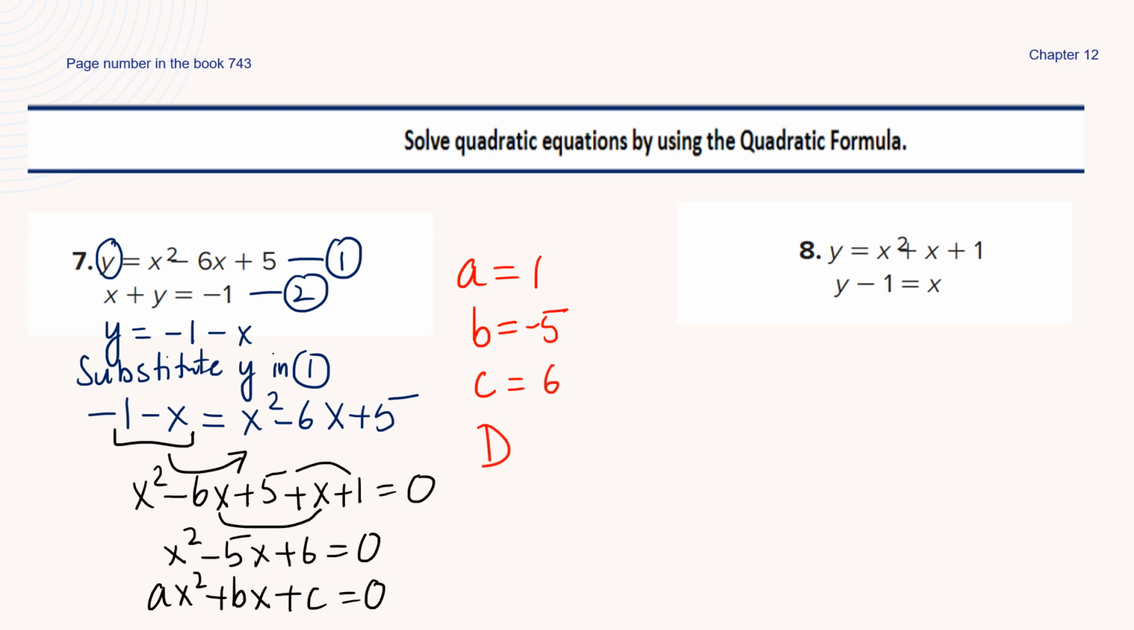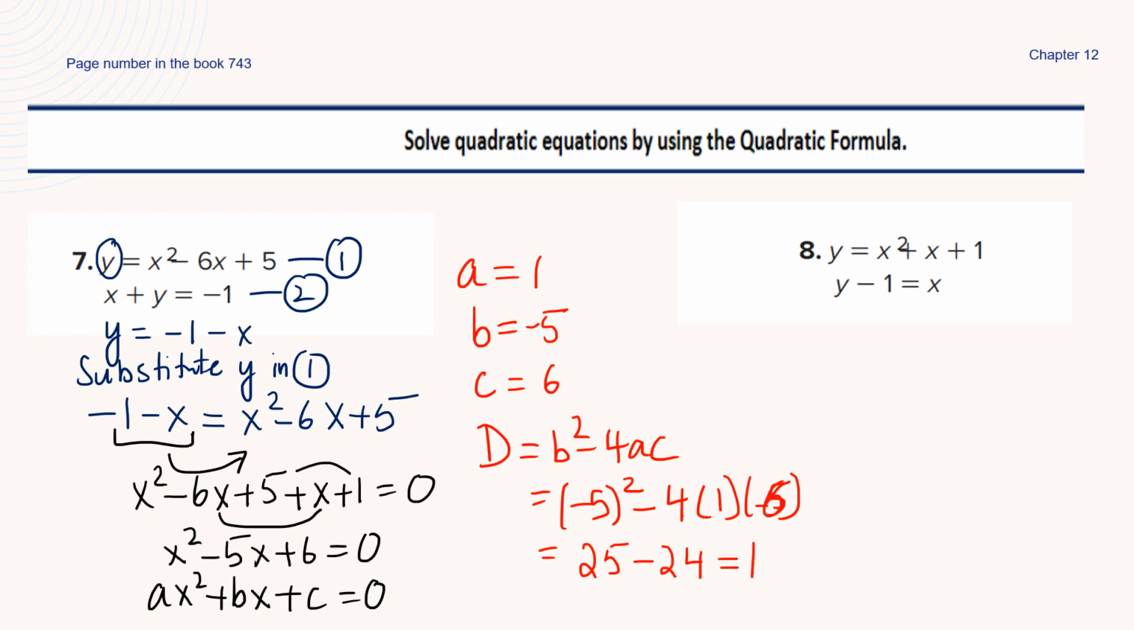So let's calculate the discriminant. b square minus 4ac. So this is minus 5 whole square minus 4 times a times c. So this comes out to be 25. c is 6, so this has to be 25 minus 24, which is 1.